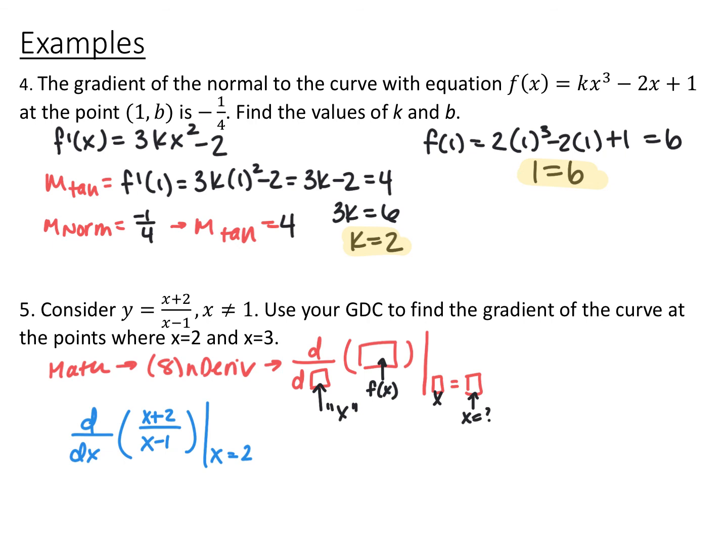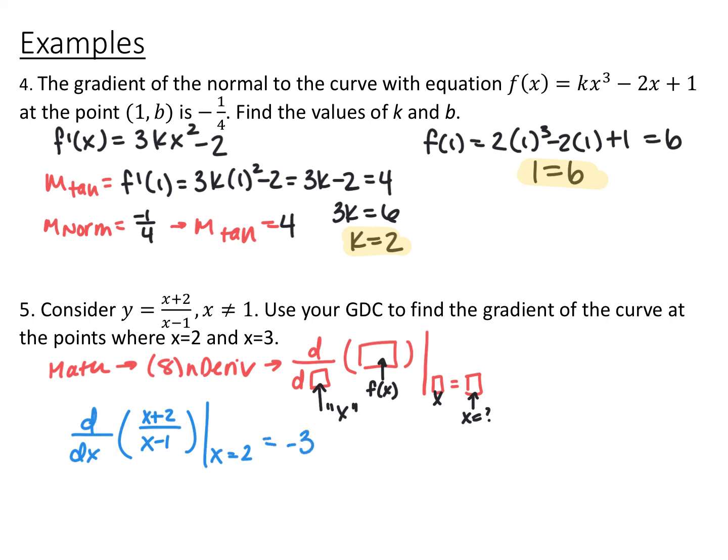So for example, if we want to find the derivative of the function y equals x plus 2 over x minus 1 at x equals 2, I'd go math 8, which is nDeriv. I'd have d over dx of x plus 2 over x minus 1, and then x equals 2. So go ahead and plug this in your calculator and see what you get.